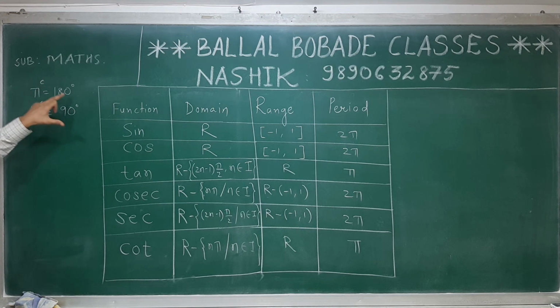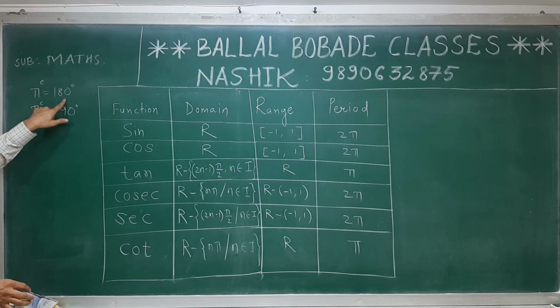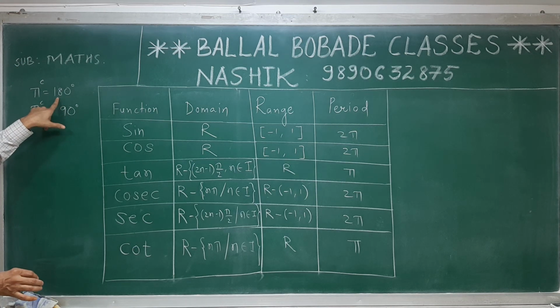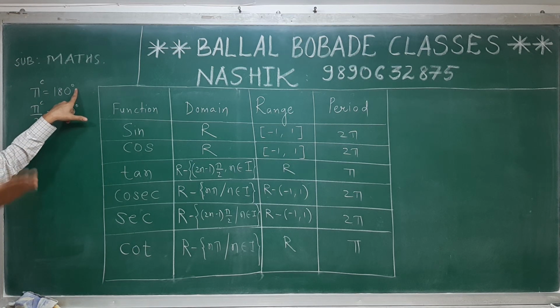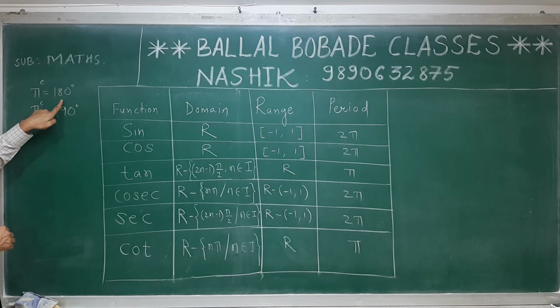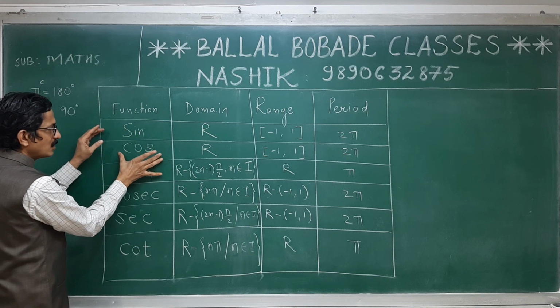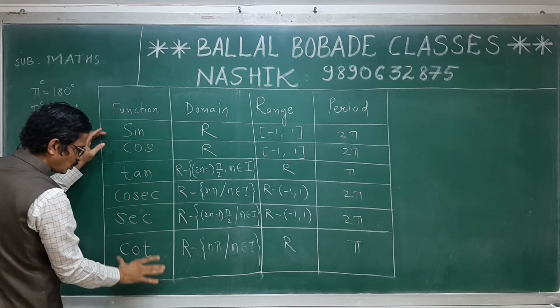Pi radian is 180 degrees. This is the SI method of measuring angle. In your school days, you used to measure angle in degrees. But now in colleges, you learn how to measure angle in radian measure. So pi radian is 180 degrees, 90 degrees of course, pi by 2. Here is sine, cos and so on.